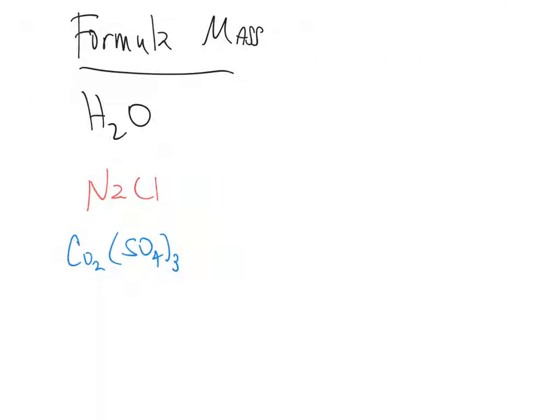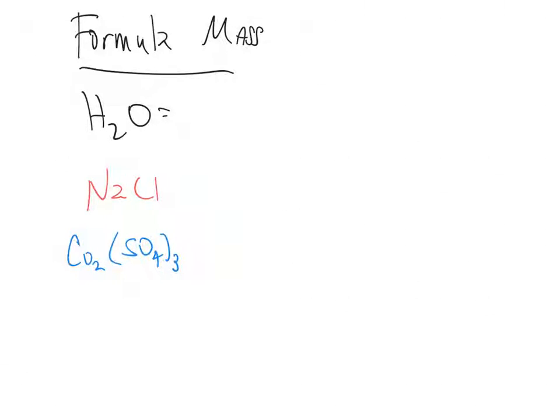Okay. So let's start with water. To figure out the formula mass, sometimes another term that they like to use is formula weight, we literally just figure out how much the hydrogens weigh, what the mass is of the hydrogens, there's two of them, and the mass of the oxygen. And so that's given right off the periodic table, that's the atomic mass.